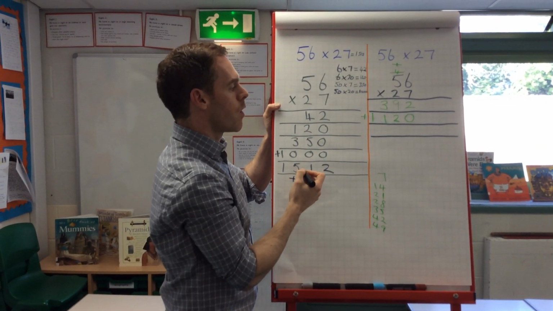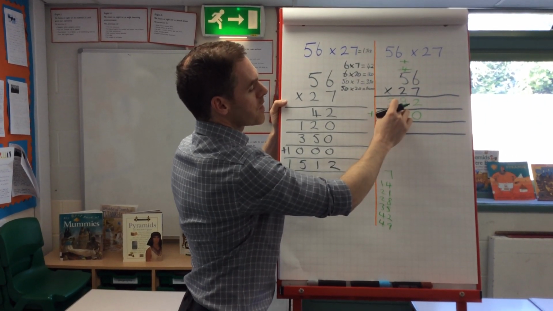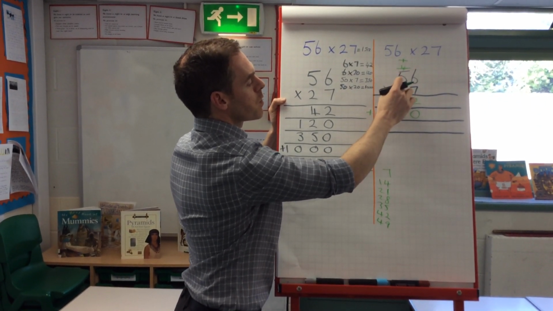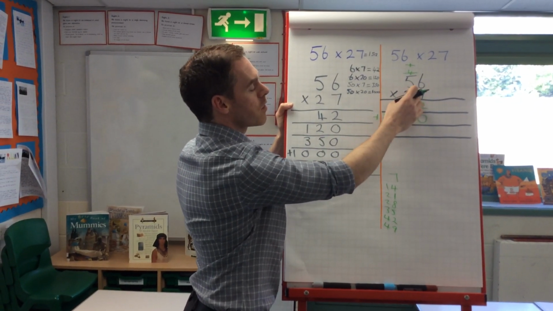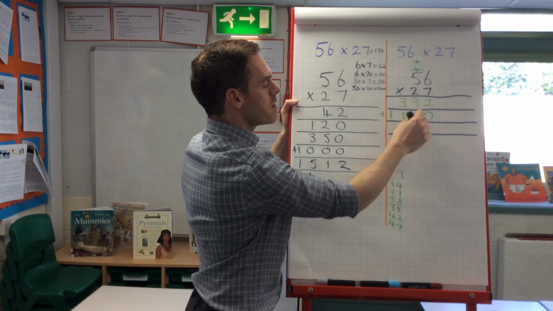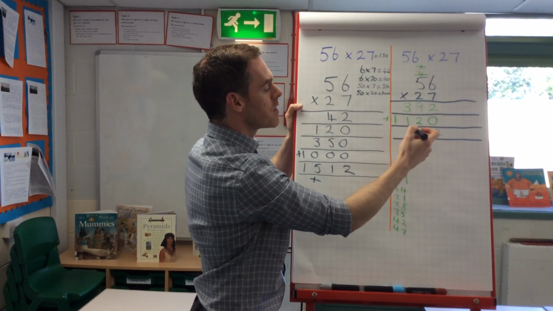So I've multiplied 56 by the 7, I've got this answer, and I've multiplied 56 by the 20, and I've got this answer, and I'm going to add. 2 plus 0 is 2. 9 tens plus 2 tens make 11 tens.